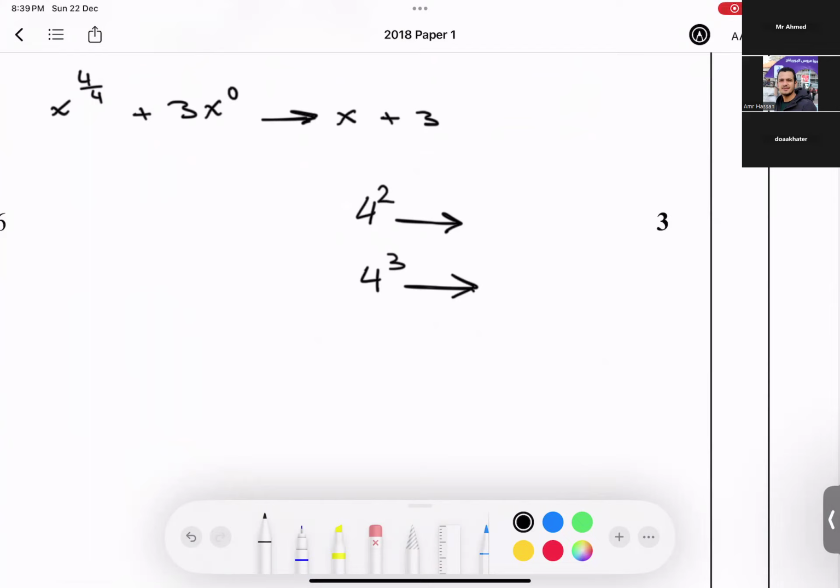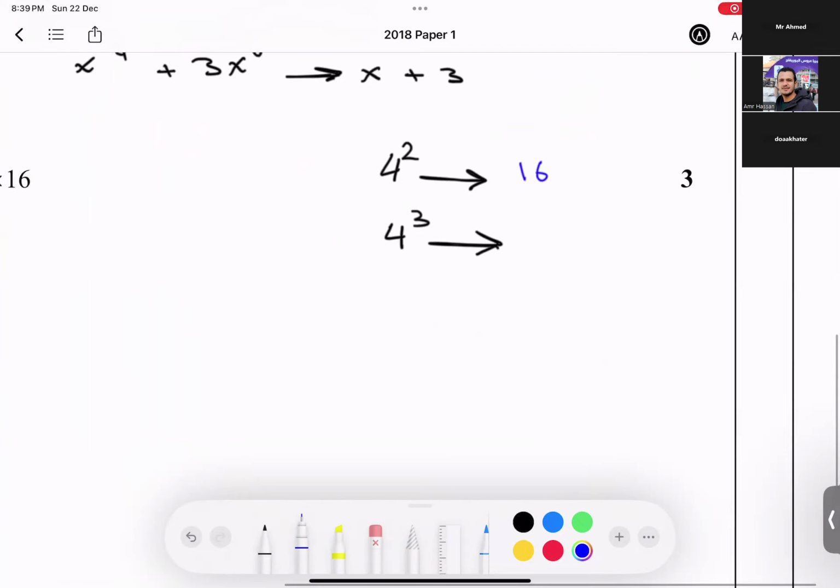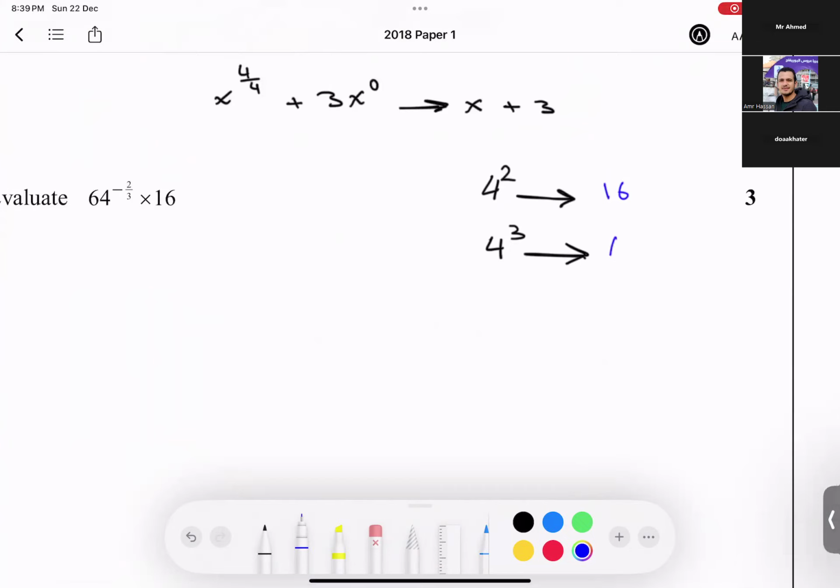What is 4 to the power 2? It means 4 times 4, 16. Let me write it. What is 4 to the power 3? 64, right? Instead of writing 64, this could be replaced with 4 to the power 3, and it keeps this exponent negative 2/3, right?